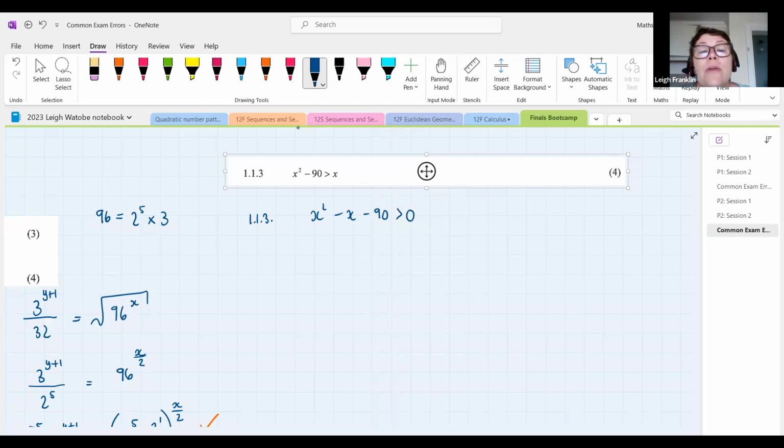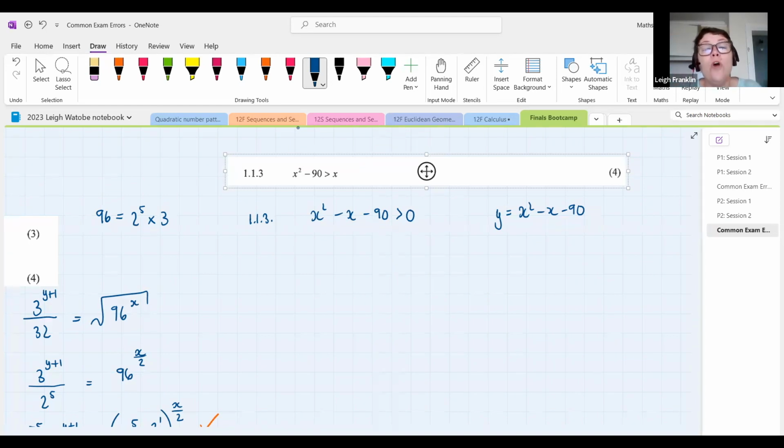And then that is going to be greater than 0. So remember, we are dealing with a quadratic function. So we would look at this as y is x squared minus x minus 90. It's a parabola, isn't it? X squared minus x minus 90 is a parabola.